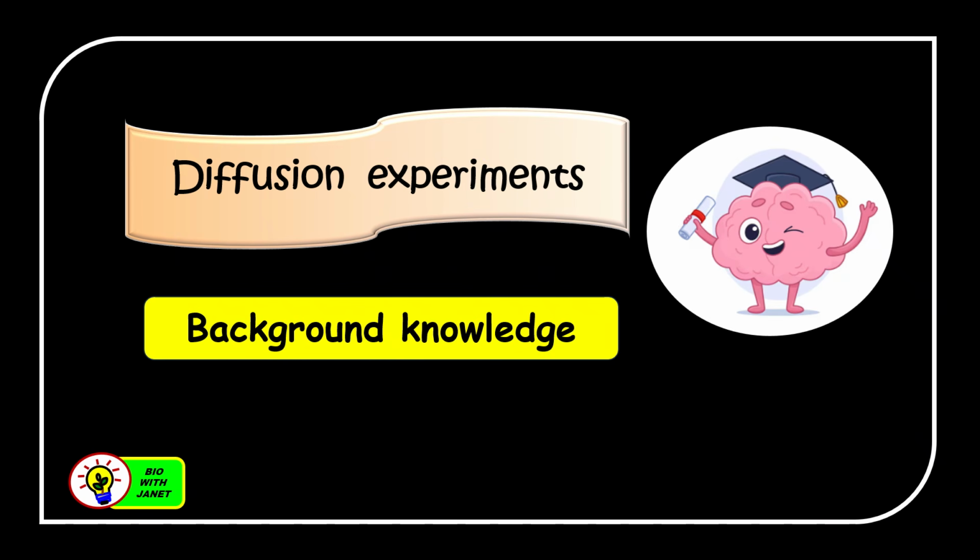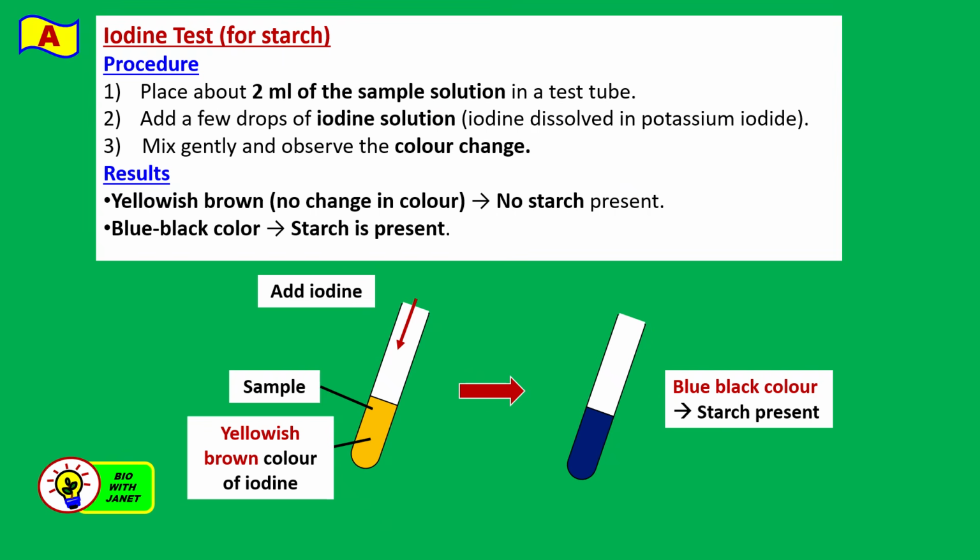So here's some background knowledge about these diffusion experiments. So firstly, the iodine test for starch. Procedure. Put about 2 ml of the sample solution in a test tube, then add a few drops of iodine solution, and then mix and observe the color change, right? So when the iodine and the sample solution is mixed together, if after you mix it, you get a yellowish brown color, this is the color of the iodine solution. So there's actually no change in color. It means that no starch is present, right?